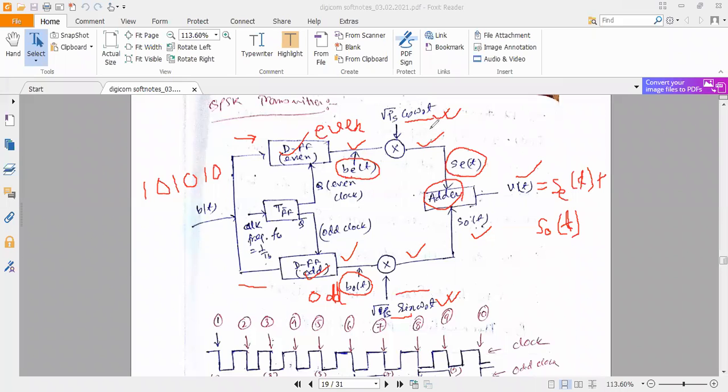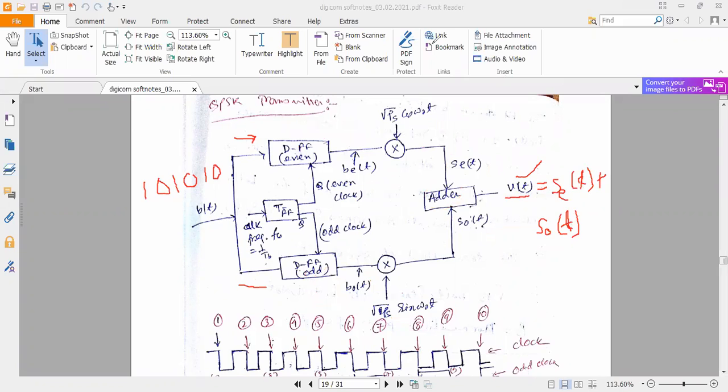So ultimately these two, ACT and A0 t, will be generated here, and they are added together in the adder circuit, and ultimately we will get VT, which is nothing but the QPSK signal, the sum of ACT plus A0 t. If you have any doubt, you can tell me. So this is the transmitted wave, VT. VT is your transmitted wave.